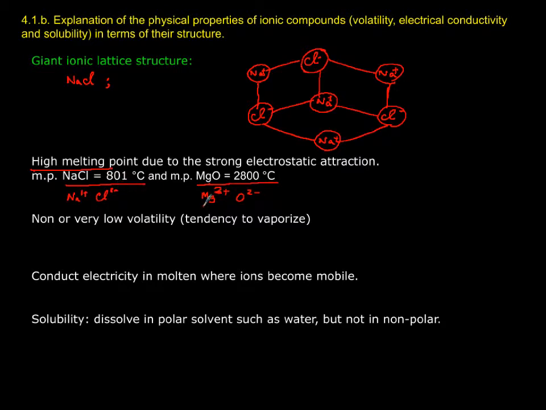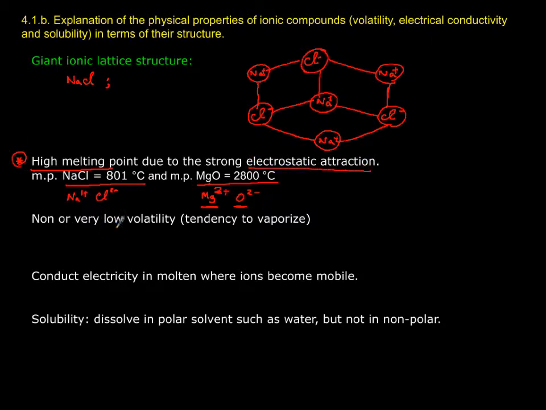Magnesium not only has twice the charge, but it's also smaller in size, and oxygen as well. Compared to chlorine, oxygen has twice the charge and is smaller in size. Therefore, this makes it a stronger lattice structure due to stronger electrostatic force. So they have a high melting point because of the strong electrostatic attraction.